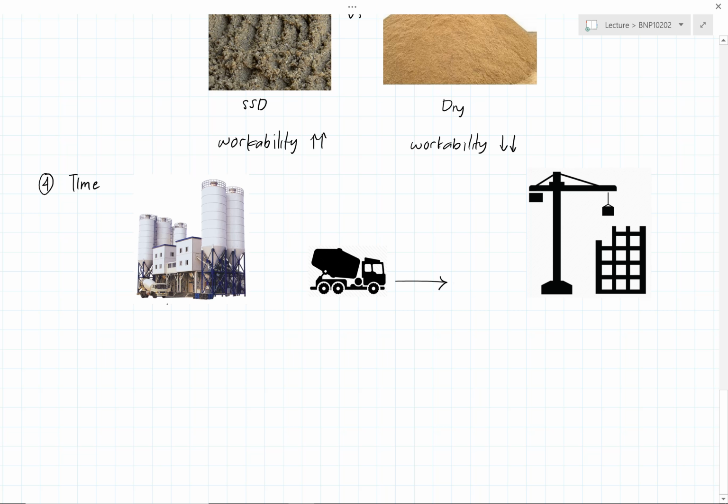If you have concrete delivered from the batching plant to the construction site, and the distance is too far, then the truck mixer will take time to reach the destination. In this case, you may want to use a retarder to delay the hydration of your concrete. So by the time the concrete has reached the construction site, it will still be in perfect condition to be compacted or cast.